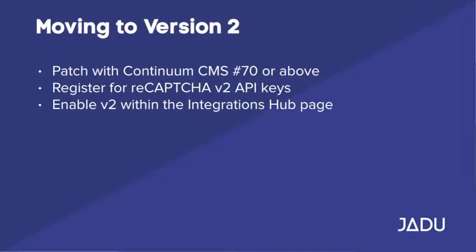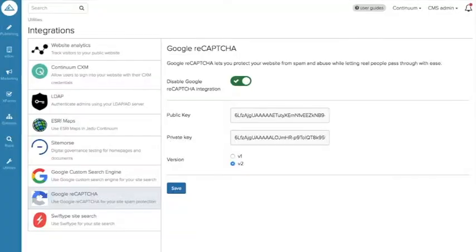So moving to version 2, your experience is going to vary depending on what you're using it for. If you're using just the out-of-the-box tools, all you need to do is patch with Continuum 70 or above, register for your Recaptcha version 2 API keys on Google, and then enable version 2 in the integration hub page. And I'll show you a quick picture of that shortly. If you know that you're using it on any of your forms and you've had that custom enabled for you, you may need to talk to Spacecraft, or we can advise you on how you're going to have to update those in order to be prepared for version 2 to be deployed, so that you're ready for when version 1's turned off in March.